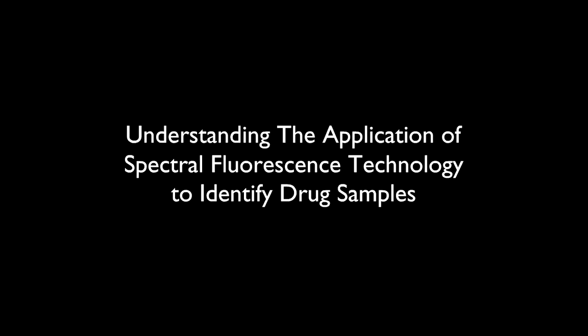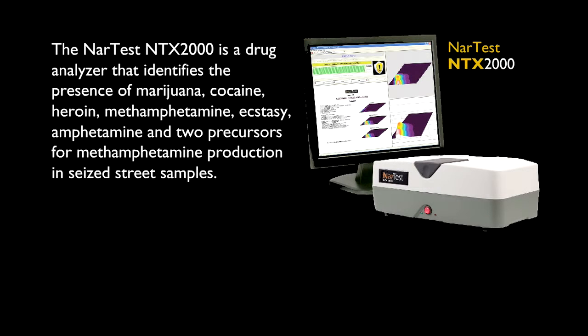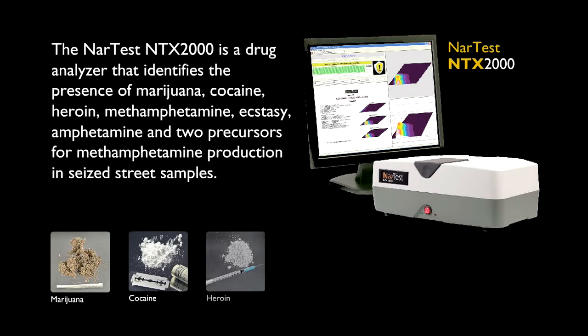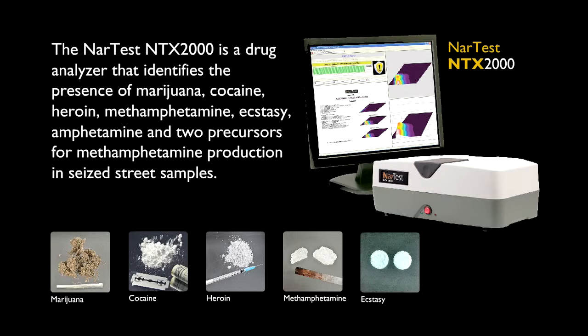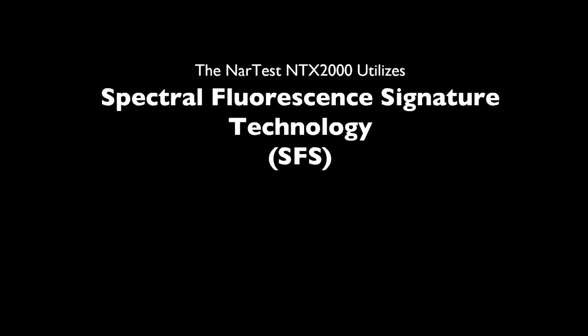The NarTest NTX 2000 is a drug analyzer that identifies the presence of marijuana, cocaine, heroin, methamphetamine, ecstasy, amphetamine, and two precursors for methamphetamine production in street samples. The analyzer uses spectral fluorescence signature technology, or SFS.